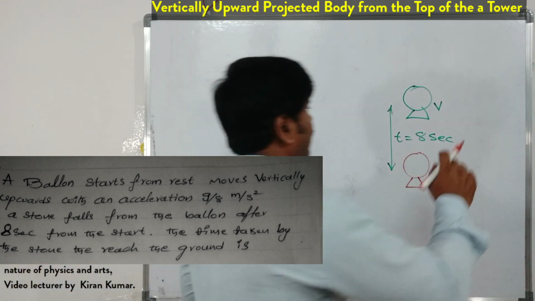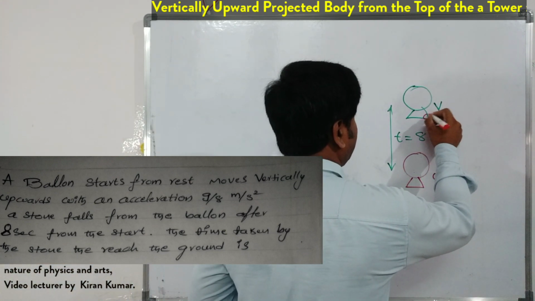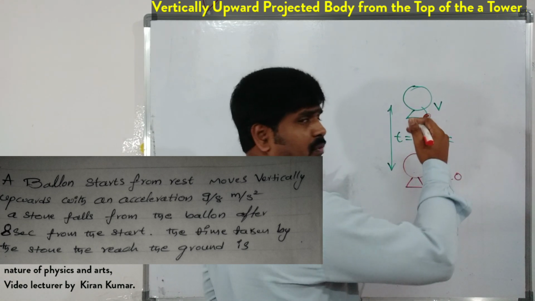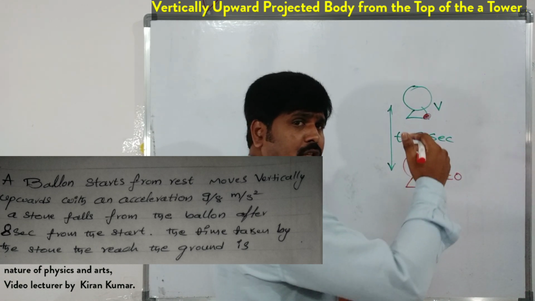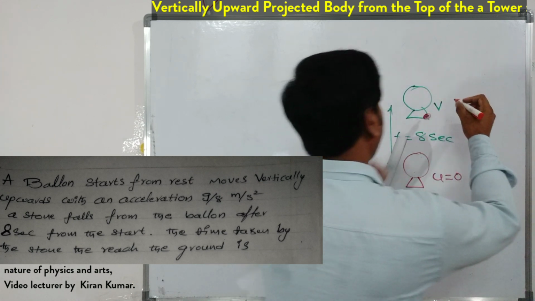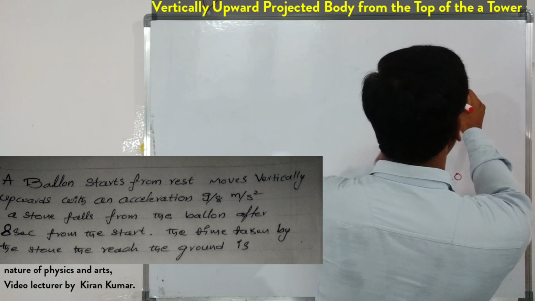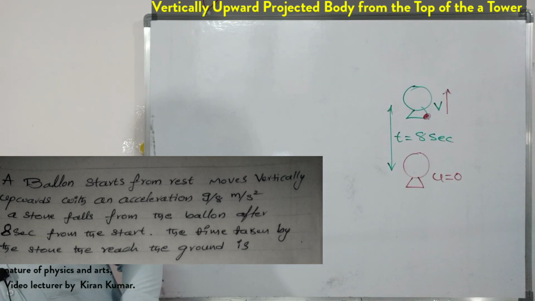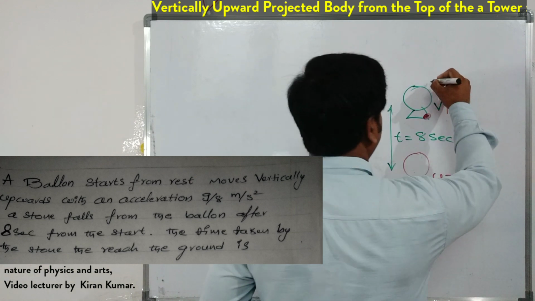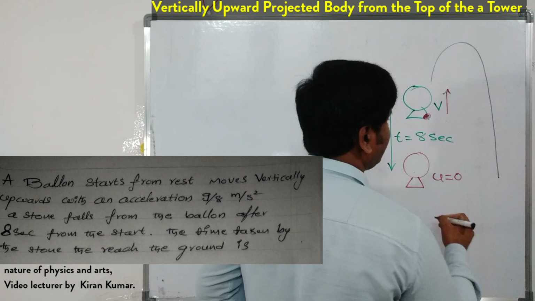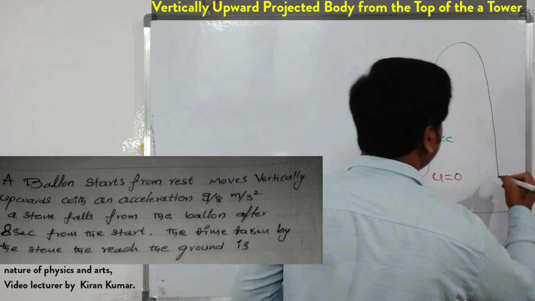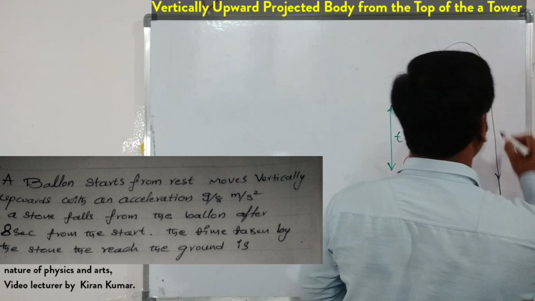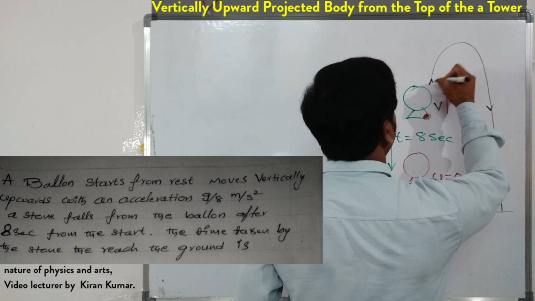Next, the given values. The stone is dropped, but the balloon is moving with a velocity. That's why the stone also moves in the upward direction with the velocity of the balloon. After that, this will fall like a vertically upward projected body from the top of the tower.